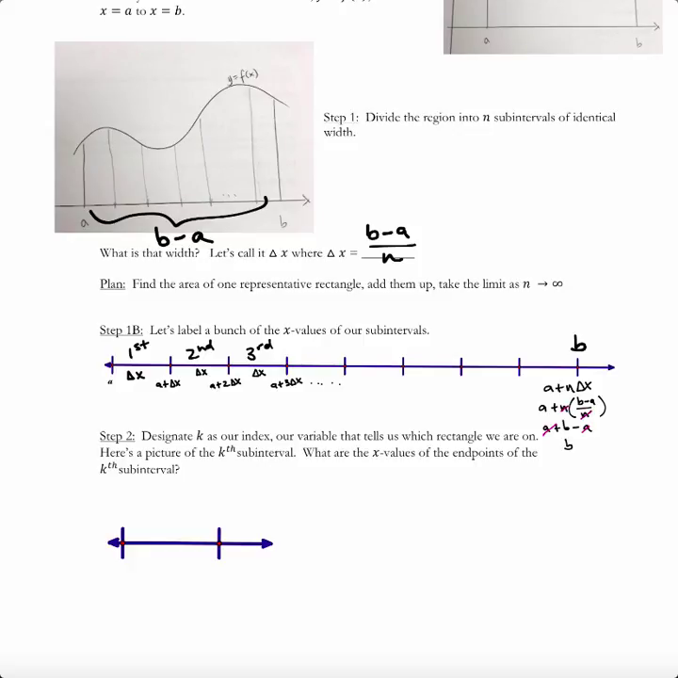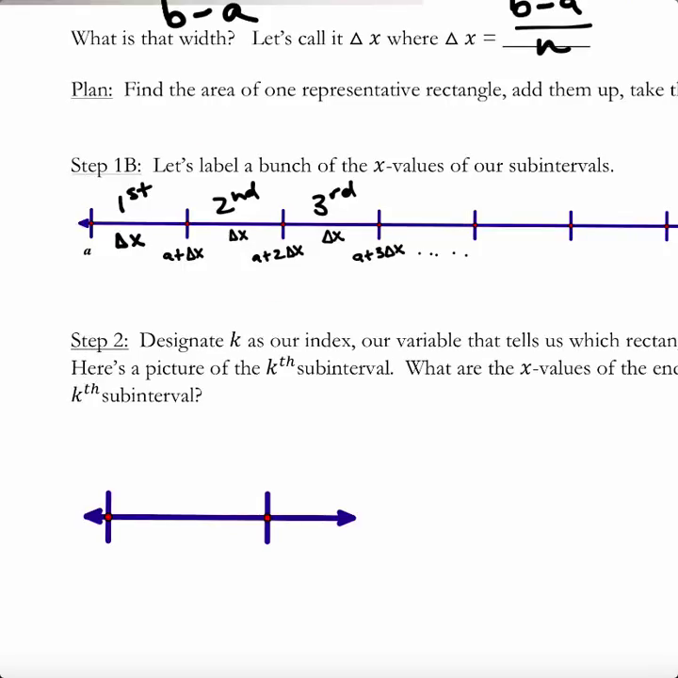Great. So now we have the x values at each of our subintervals and the endpoints of each of these subintervals. Let's designate k as our index, the variable that tells us which rectangle we are on. So here's a picture of what we'll call the kth subinterval. Maybe it's the first, maybe it's the second, maybe it's the seventh, who knows. What are the x values of the endpoints of that kth subinterval? For instance, let's look at the third subinterval for a moment. I'm going to zoom in on that. Fantastic. At the left endpoint, we had a plus 2 delta x, and at the right endpoint, we had a plus 3 delta x.